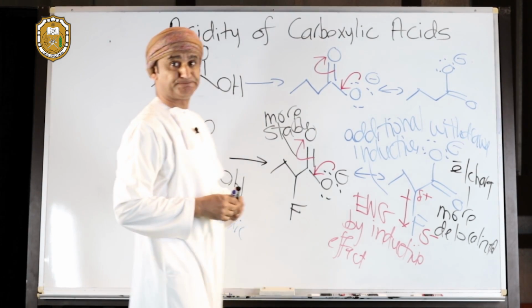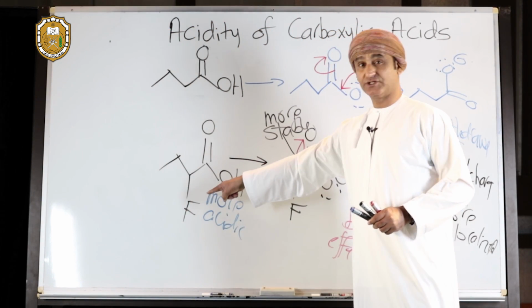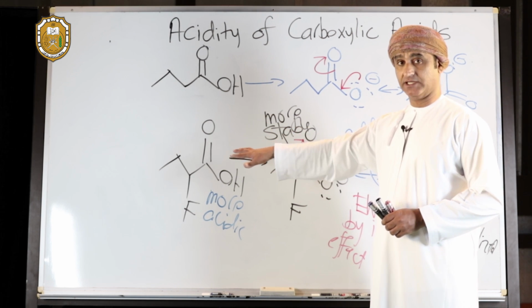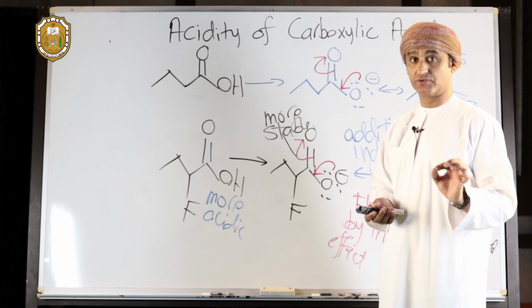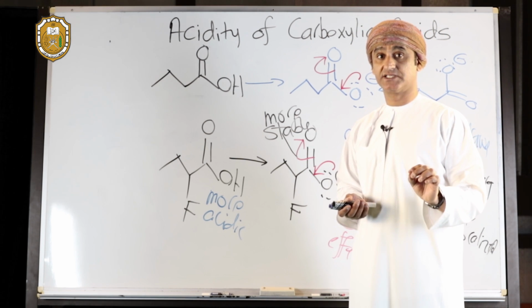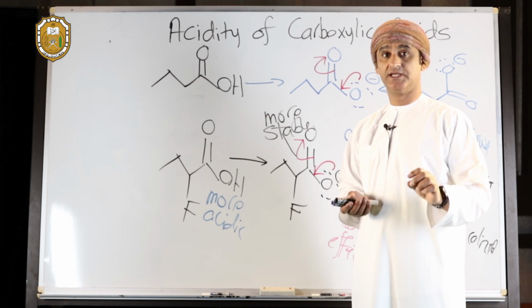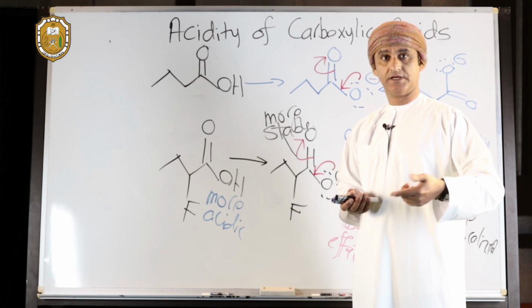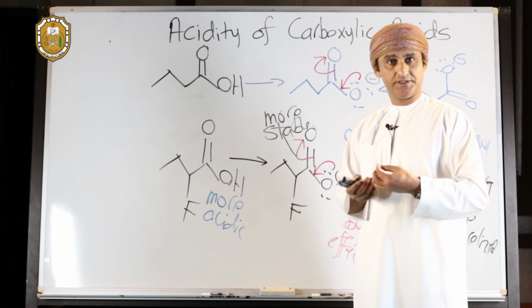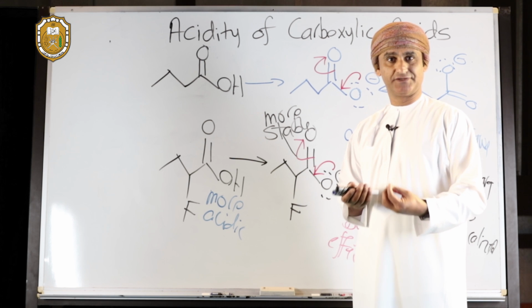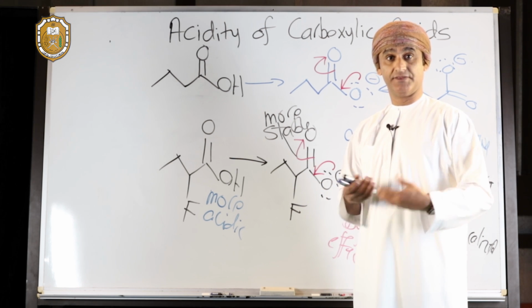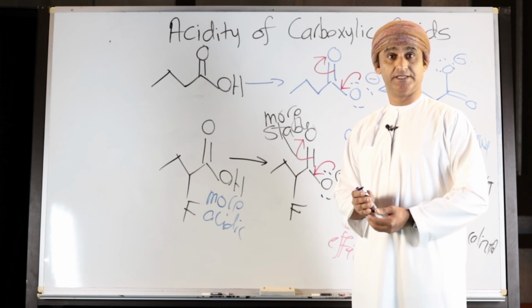So the difference here is the presence of an electron withdrawing group by inductive effect on the carbon chain. So the presence of electron withdrawing groups by inductive effect on carboxylic acids enhances their acidity by the additional inductive withdrawal, which delocalizes the negative charge, delocalizes electrons, stabilizing the conjugate base, and therefore the carboxylic acid is more acidic.